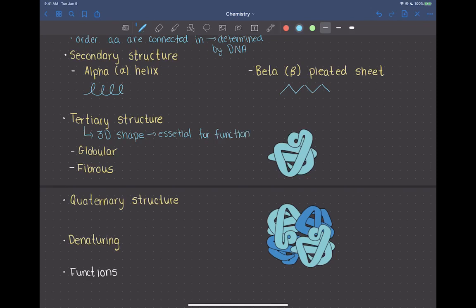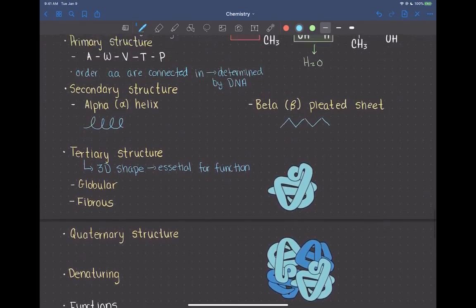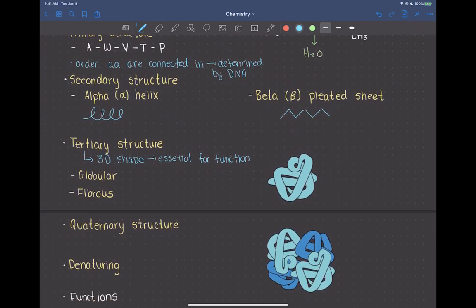Okay, so if a protein loses that shape, all right, it can no longer function. And so that's actually a really important thing you guys should know. So if a protein loses its shape, we say that it is denatured. Okay, so a denatured protein, loss of shape, equals a loss of function.